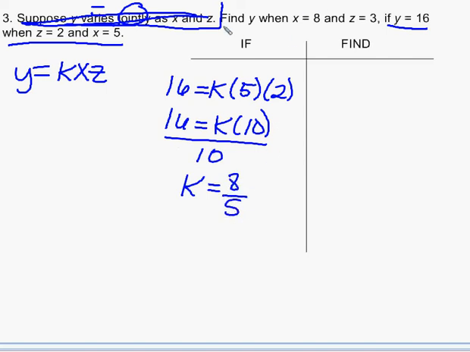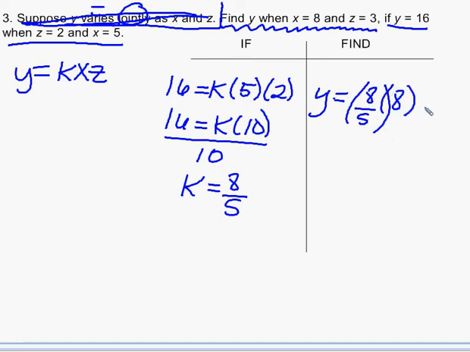Now our find information says find y when x is 8 and z is 3. So we don't know what y is, but we do know k. K is going to be 8 over 5. And then our x is 8. And then our z is 3. So when you plug all this stuff in, you should get 192 all over 5 as your final answer.